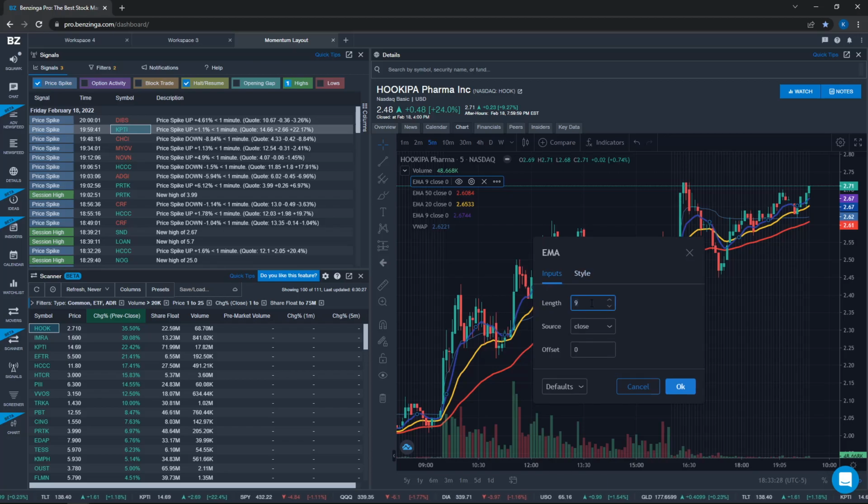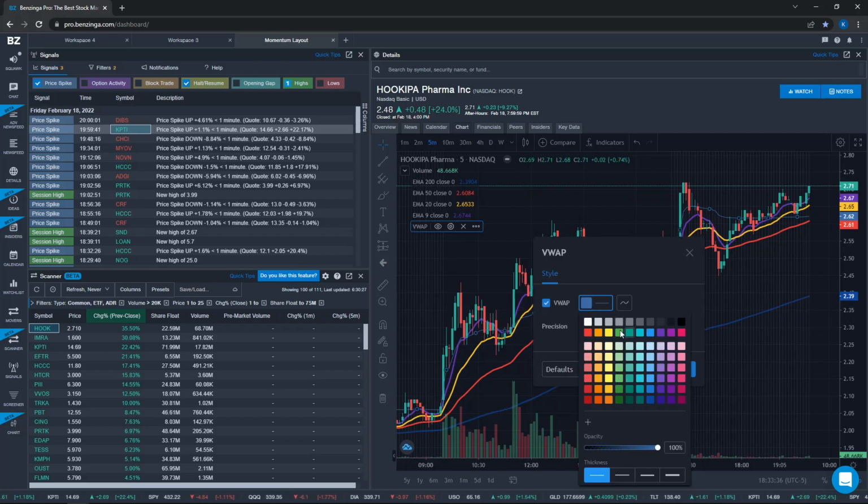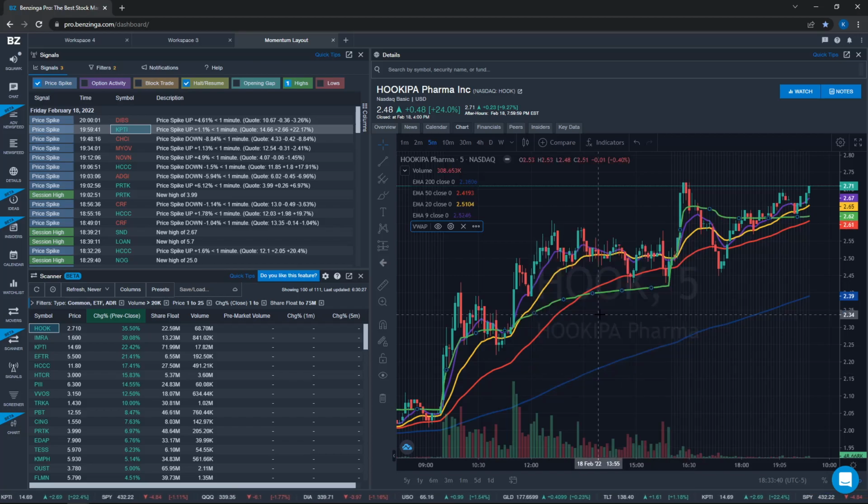Inputs, there we go. So 200 EMA for that one. So this is if you want to mimic my chart. Again, you can mess around with it. And then the VWAP we have here, I'm going to change this to a green so it's easy to see. Thicken up the line again, and voila.